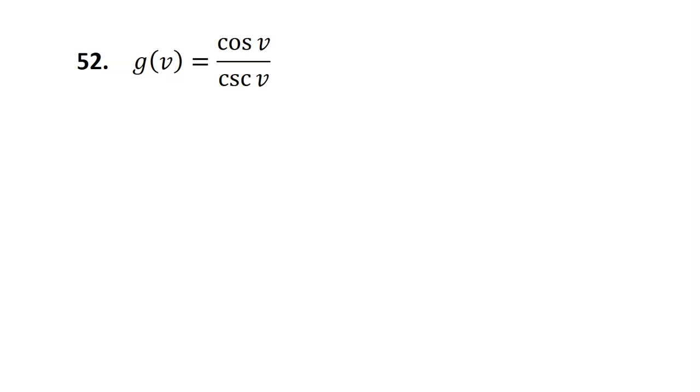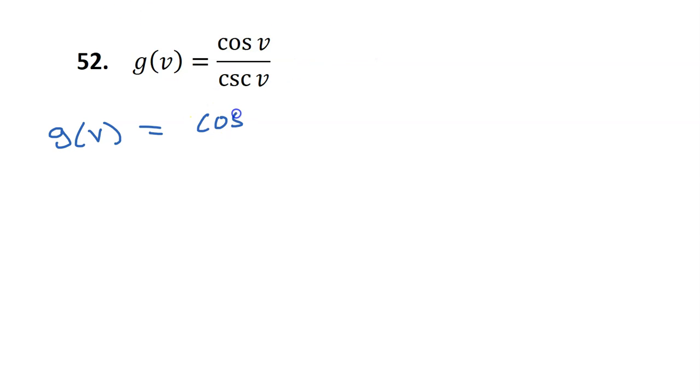I don't think I am going to use the chain rule on number 52, but I am going to rewrite this before I take the derivative. I really am going to move this cosecant up to the numerator and make it sine. Some people aren't comfortable with me just doing that, so I'm going to show this extra step.